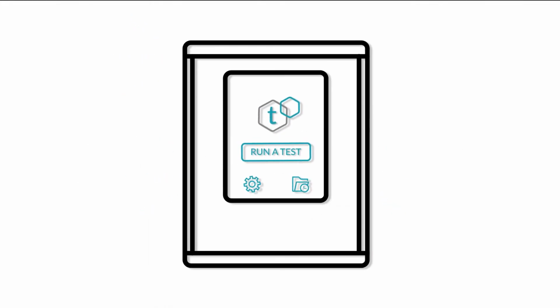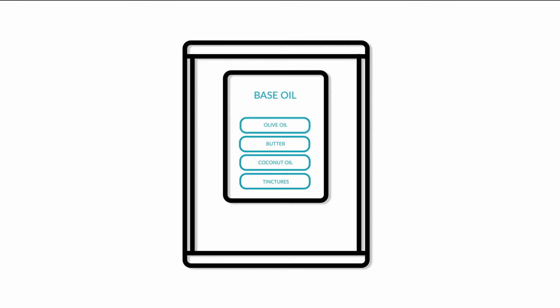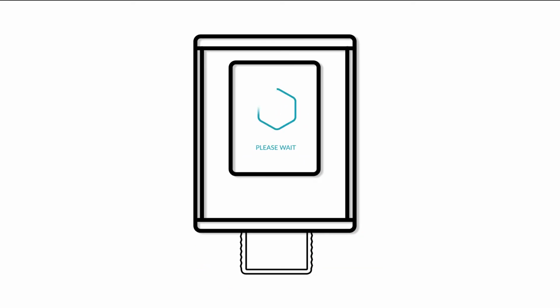You simply press Run a Test, choose your ingredient, and press Go. It's that easy. tCheck even provides you with a convenient test log and Wi-Fi updates, so you can always look forward to the new features and back on old tests.